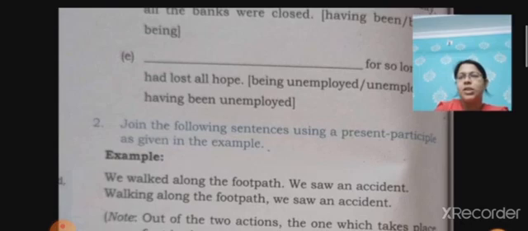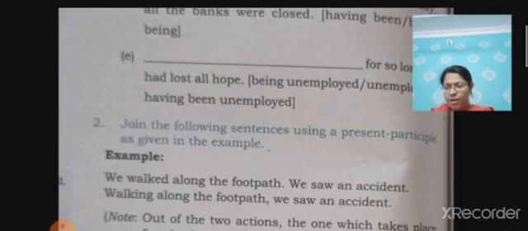Now let's see exercise 2. Here we need to join the sentences using a present participle as given in the example. इसमें हमें specifically present participle use करना है, ठीक है? Present participle मतलब जो हमारा verb होगा उसको हमें ing वाले form में लाना है, right?